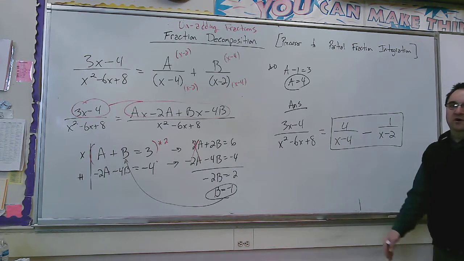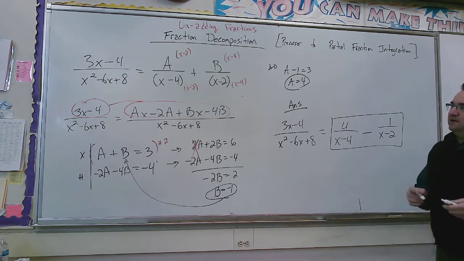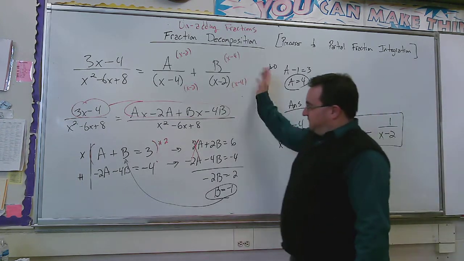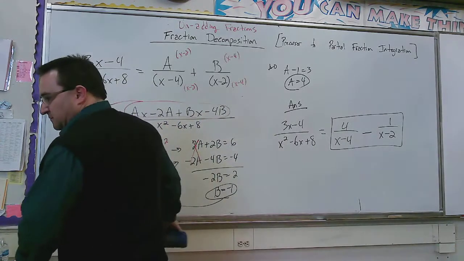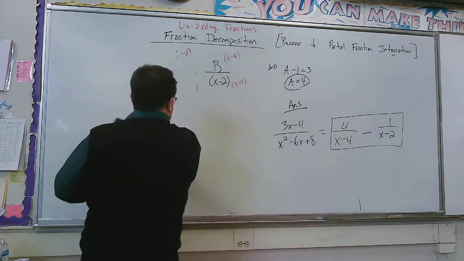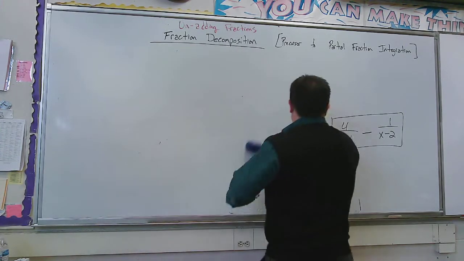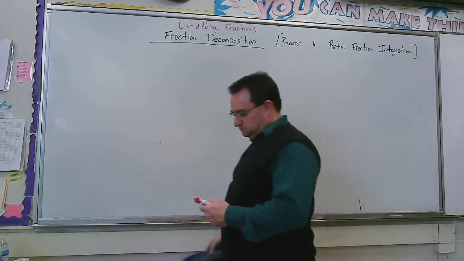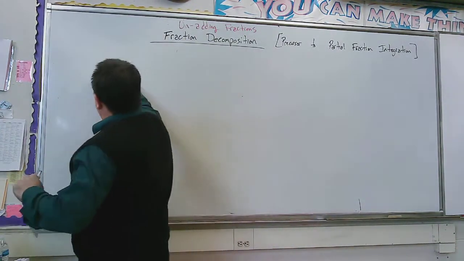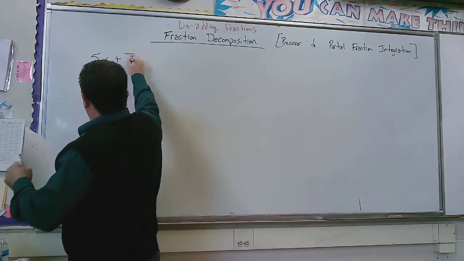Let's do one more. I know I'm pushing my luck, but let's crank this up to a cubic denominator instead of a quadratic. So we have three terms instead of two. What am I at? 15 minutes. So we'll try to walk through this, hopefully without error. So we want to decompose the fraction.